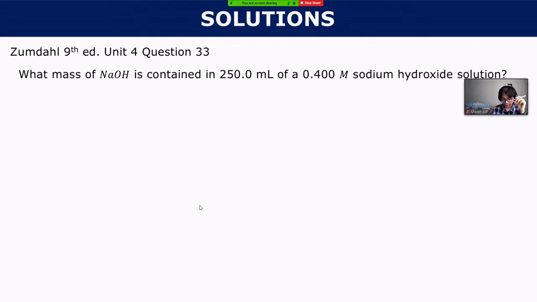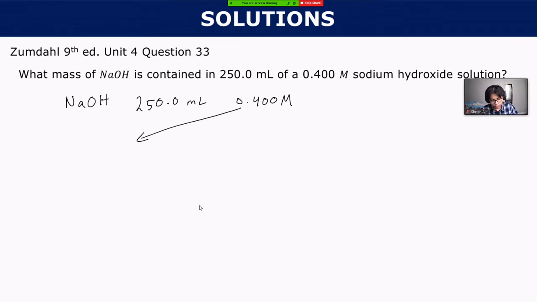What mass of NaOH is contained in 250 mL of a 0.4 molar sodium hydroxide solution? Okay, so we have NaOH, we have 250 mL, and a 0.400 molar solution. Let's dissect what this 0.4 molar solution means. It means in 1 liter of the solution, you're going to have 0.4 moles of the solute. And the solute in this case is the NaOH.